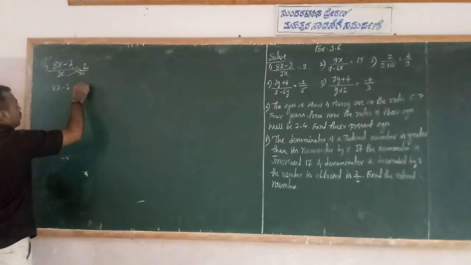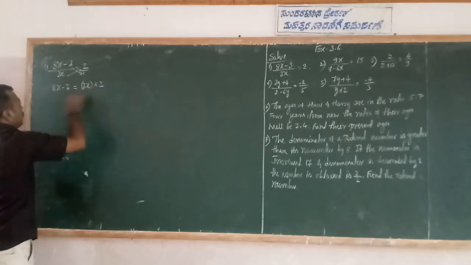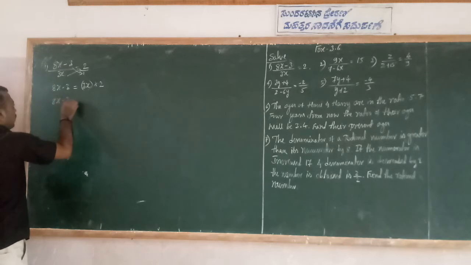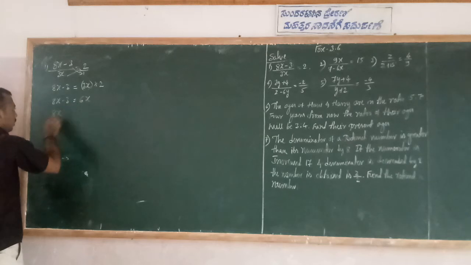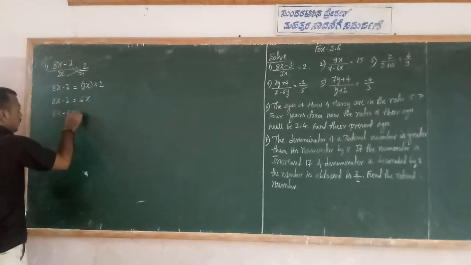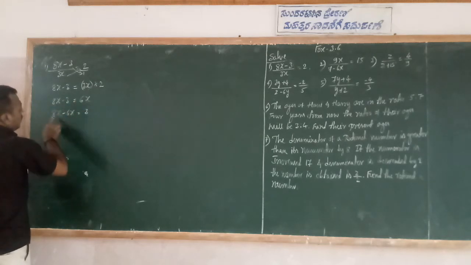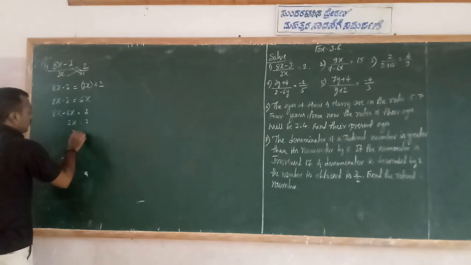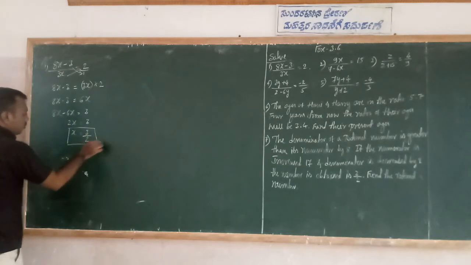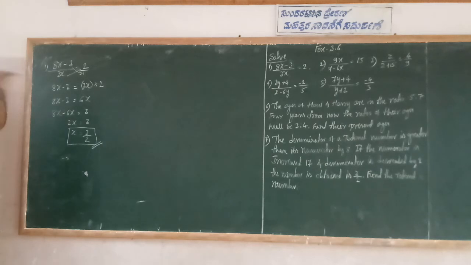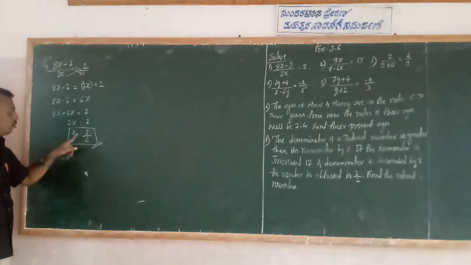3x into 2, 3 twos are 6x. So 8x - 3 = 6x. Now 8x stays here, 6x goes to the left side as minus 6x, and minus 3 goes to the RHS and becomes plus 3. 8x - 6x = 3, so 2x = 3. Therefore x = 3/2. The value of x is 3/2. Do you understand? This is the solution of this equation.